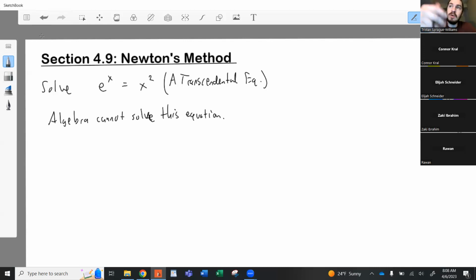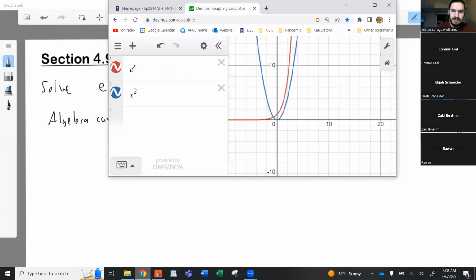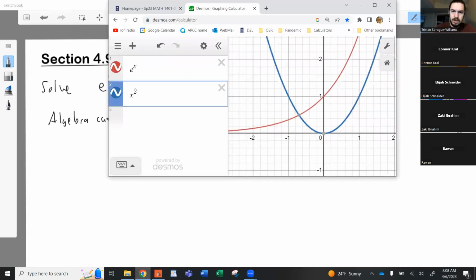But if you want to figure out the solution of an equation like this, Desmos is still able to tell me what it is. Right? -0.703, approximately. It's rounding to 3 decimal places, right? So how is Desmos able to do this? If you can't solve this equation with algebra, like literally cannot, not just that I haven't taught you how to do it yet, but there is no way to solve this equation with algebra. How does Desmos get the answer?